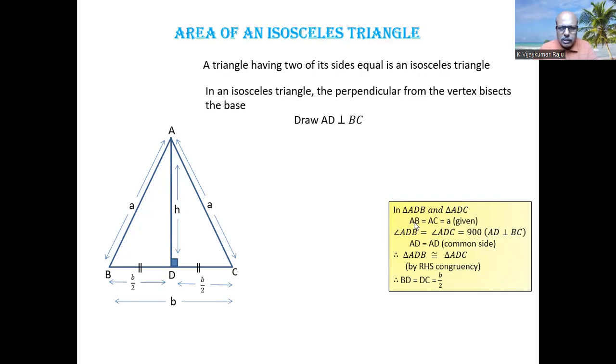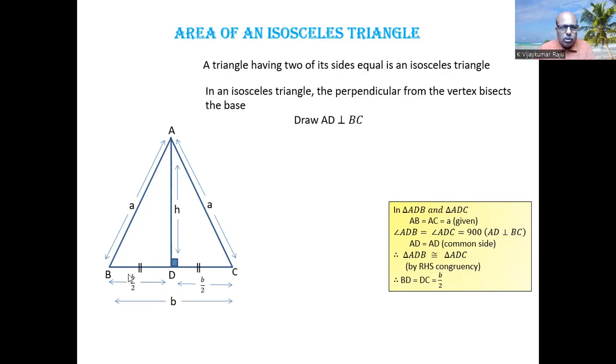In these two triangles, AB is equal to AC. These two are given equal to a. Angle ADB is equal to angle ADC, equal to 90 degrees. ADB and ADC are both equal to 90 degrees because AD is perpendicular to BC. And AD is common to both these triangles. Therefore, these two triangles are congruent, that is, this triangle and this triangle, both are congruent by RHS congruency.